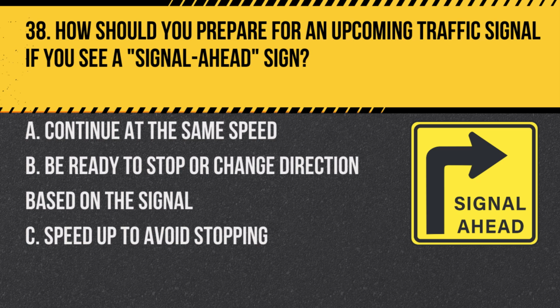Question 38. How should you prepare for an upcoming traffic signal if you see a signal ahead sign? A. Continue at the same speed. B. Be ready to stop or change direction based on the signal. C. Speed up to avoid stopping. Answer: B. Be ready to stop or change direction based on the signal. Anticipate the need to respond to the traffic signal.